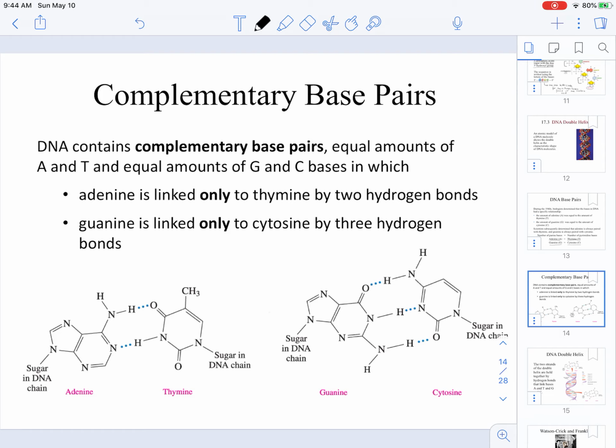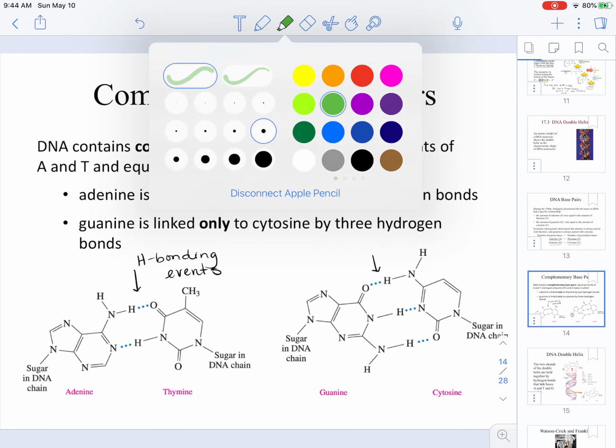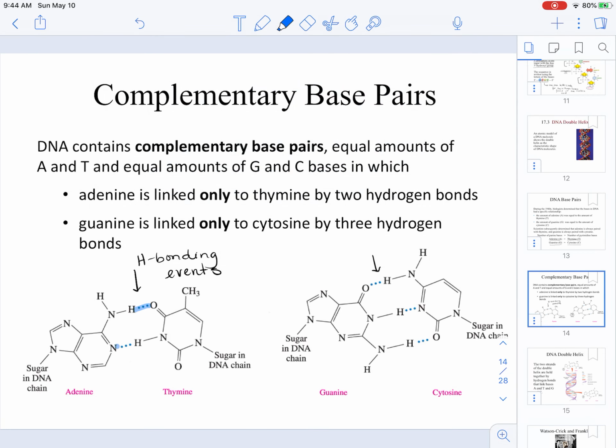As you can see, the interactions that are holding together these base pairings are going to be hydrogen bonding events. And they are represented by those dotted lines. I'm going to highlight those dotted lines in blue. So these are the hydrogen bonding events that are happening between adenine and thymine on the left. And we have the hydrogen bonding events for guanine and cytosine on the right.